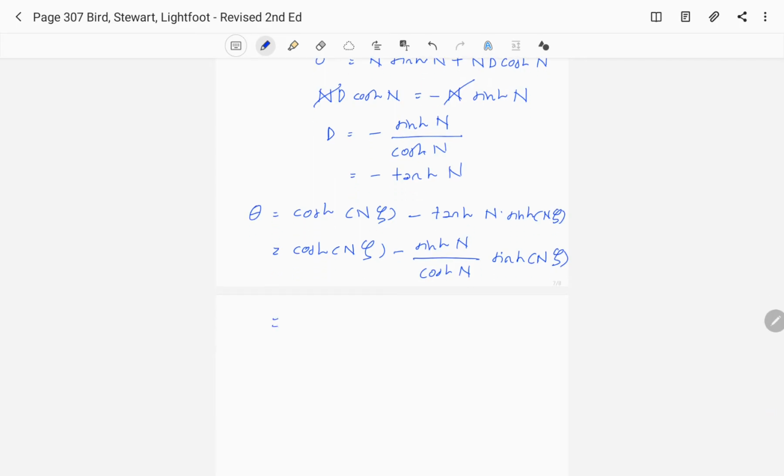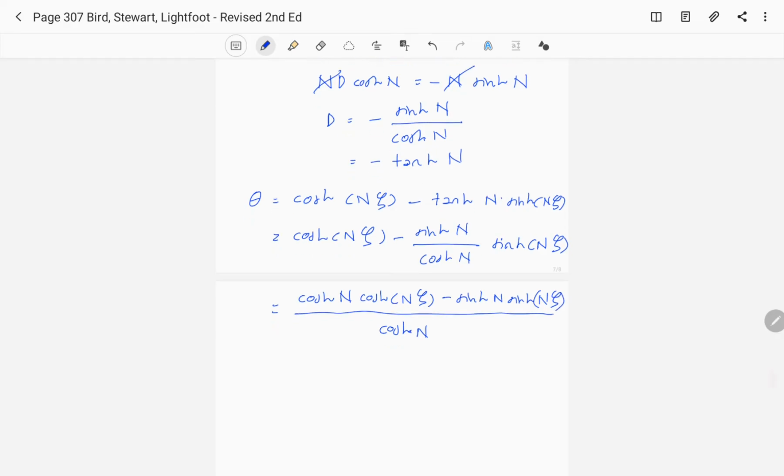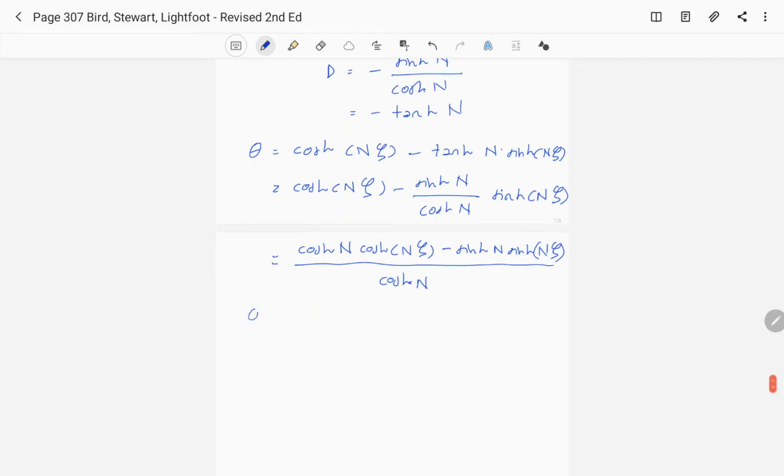And we can expand here and change the denominator, expressing it in terms of the hyperbolic expression. Then we have a much simpler expression of this theta.